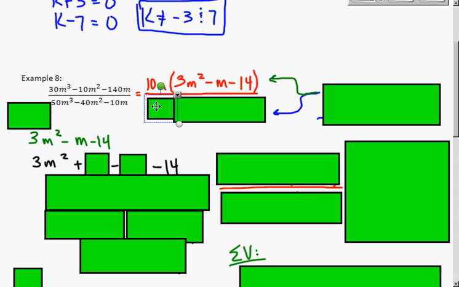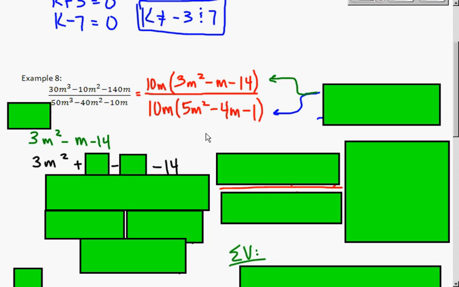The denominator, you can also factor out a 10m. When you factor out a 10m, you're left with 5m squared minus 4m minus 1. Again, if you were to use your distributive property and put your 10m back into your trinomial here, you'd wind up with the trinomial you originally started with. Now, looking at this problem, it is still not simplified, because you still have a trinomial here.